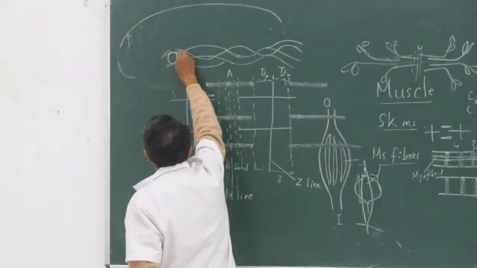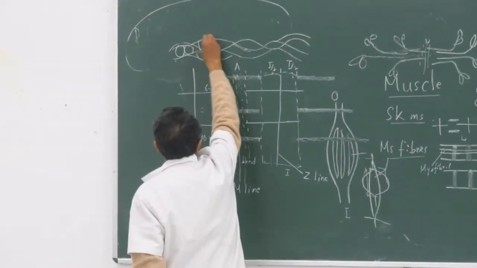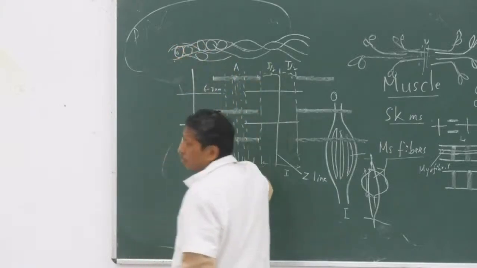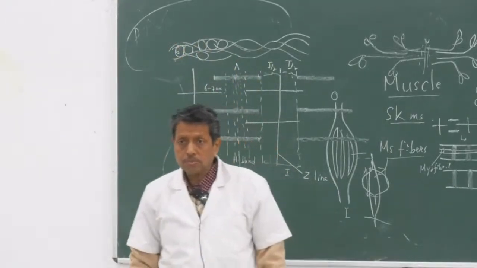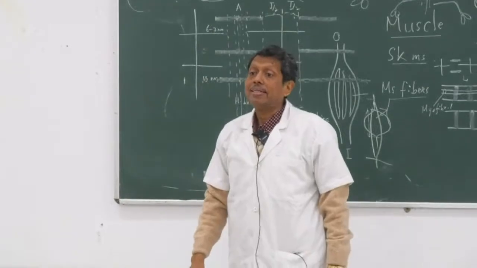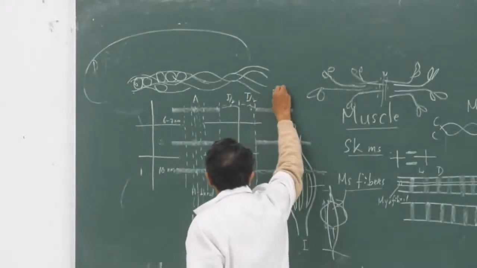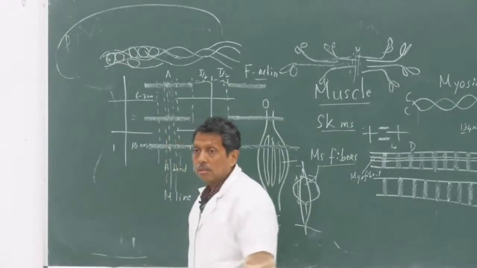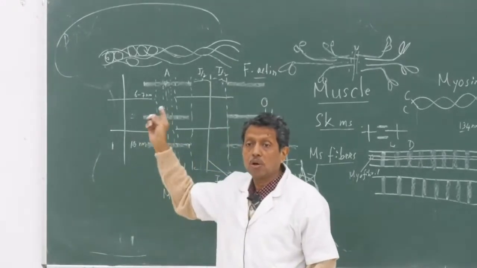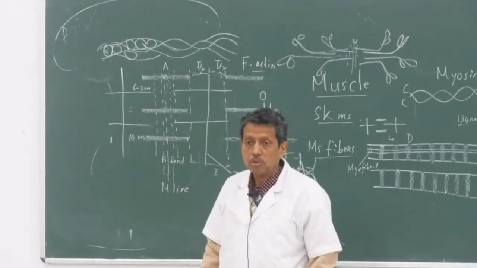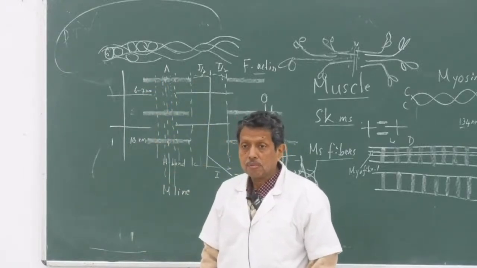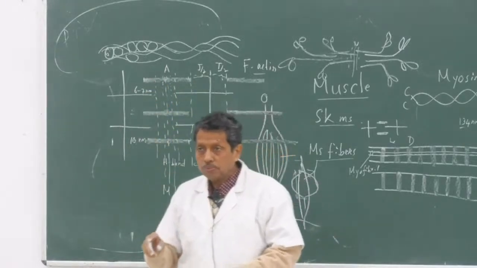Individual molecule is G-actin, globular actin, and when it is formed, then it becomes insoluble, and it forms F-actin. Total is the F-actin. 300 to 400 G-actin molecules come together, and they form this type of polymer. And so they are groups.